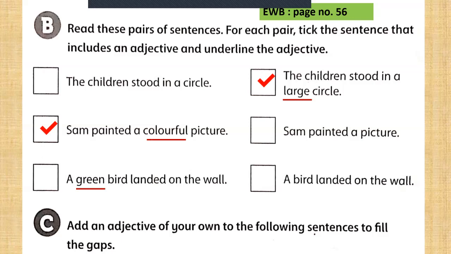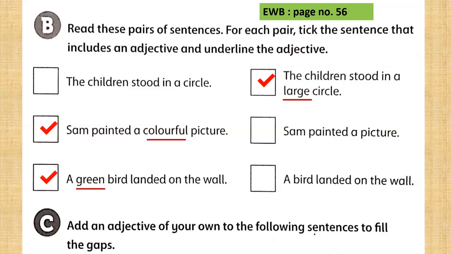The next one, a green bird landed on the wall. And the second option given to you is, a bird landed on the wall. Which of these two sentences, children, has an adjective? Wonderful. It is the green bird. So green is an adjective that is describing the bird. So the first sentence is the sentence that has adjective in it.